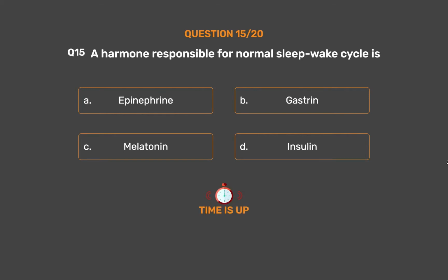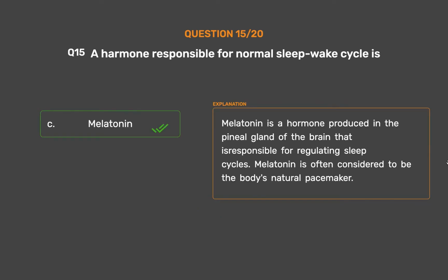The correct answer is option C, melatonin. Melatonin is a hormone produced in the pineal gland of the brain that is responsible for regulating sleep cycles. Melatonin is often considered to be the body's natural pacemaker.